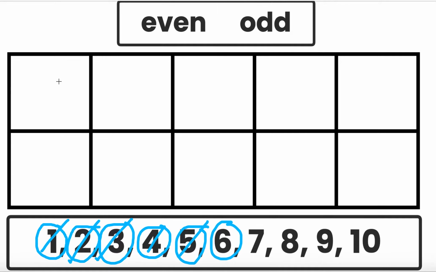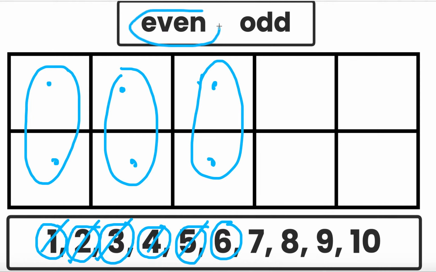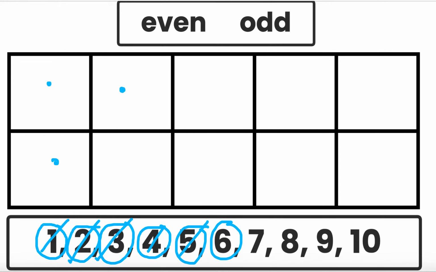Let's do the number 6. We've got 1, 2, 3, 4, 5, 6. All right, let's see if it's even or odd. I've got 2. I've got 2. I've got 2. Yep, it is even Stevens. So the number 6 is even. There is no odd guy out here. Let's keep going to see what the rest of our numbers are.